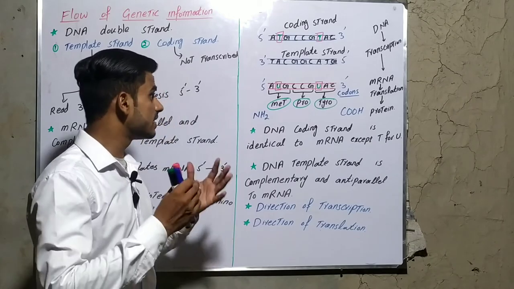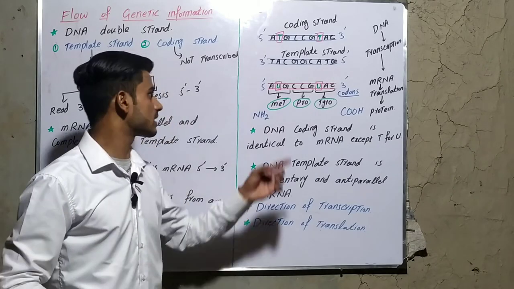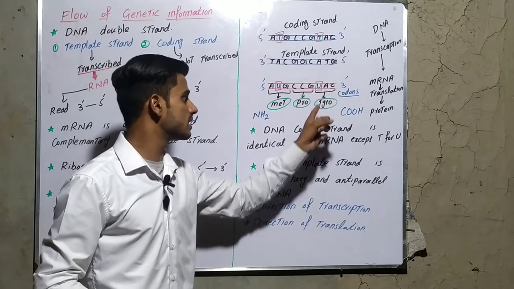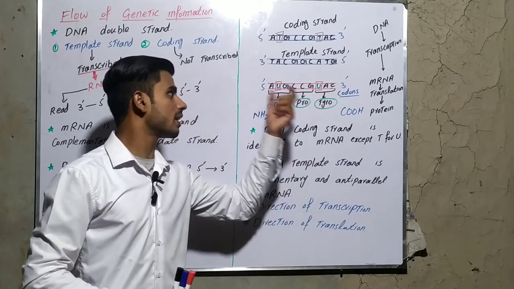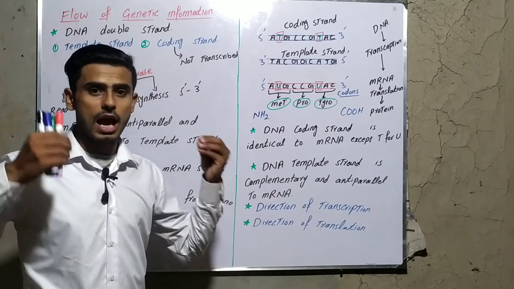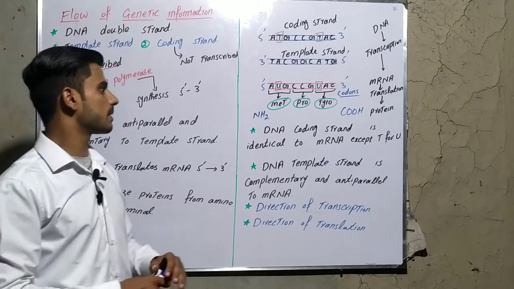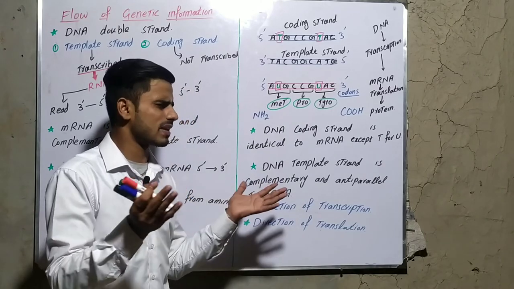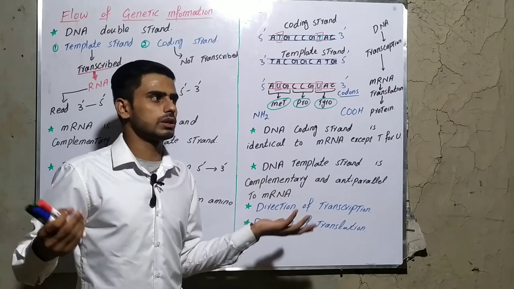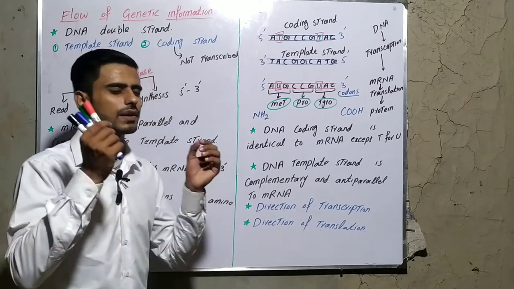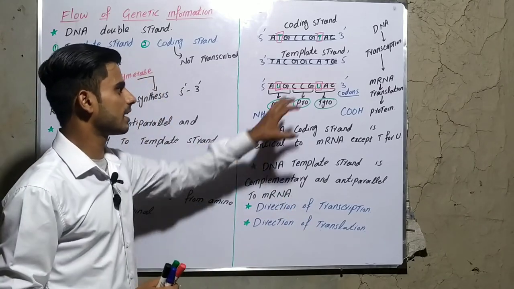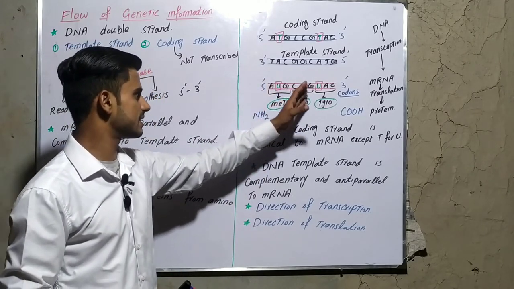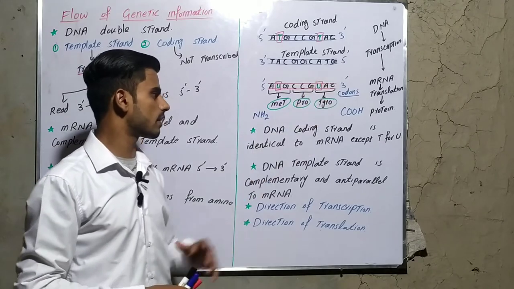These amino acids have different codes, as AUG has methionine, CCG proline, and UAC tyrosine. So a single codon of three bases will form different amino acids. You can't remember all these amino acids, there are 20-22 amino acids, and there are 2-3 codes for one amino acid. It's very difficult to remember that, but just remember that there are different codes for different amino acids. So these are the codes: AUG for methionine, CCG for proline, and UAC for tyrosine.